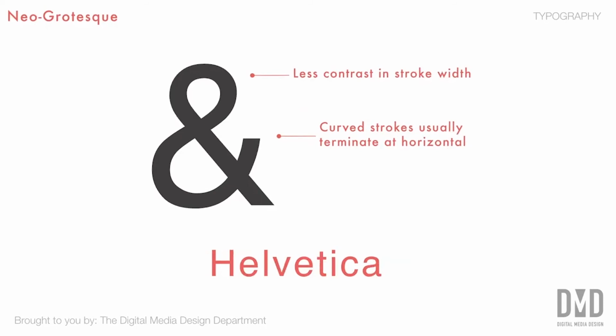Next, we're moving into Neo-Grotesque. This is Helvetica, and you'll notice it has less contrast in the stroke width, and the curved strokes usually terminate at a horizontal. This typeface is one of the most revered typefaces of all time, and once you really study it, you're going to see that it's really used everywhere in the world today.